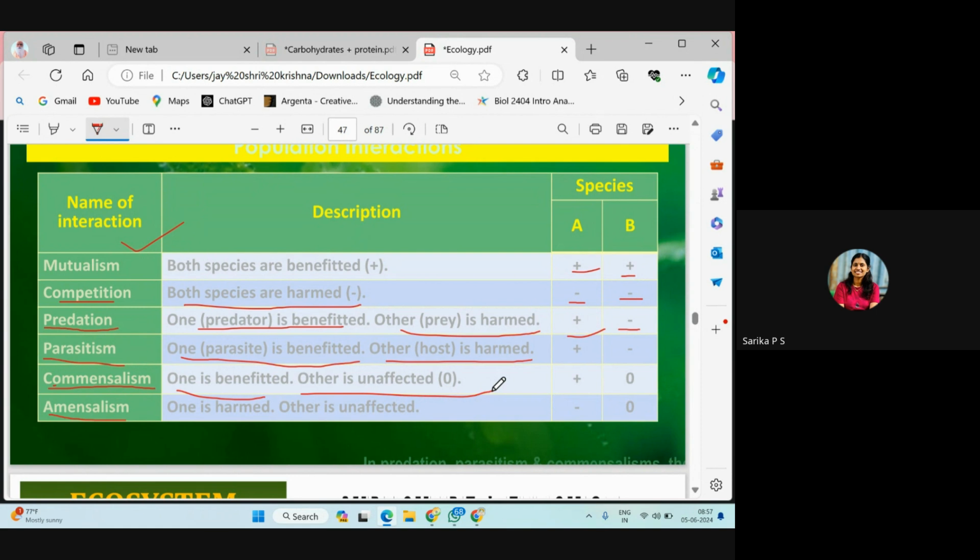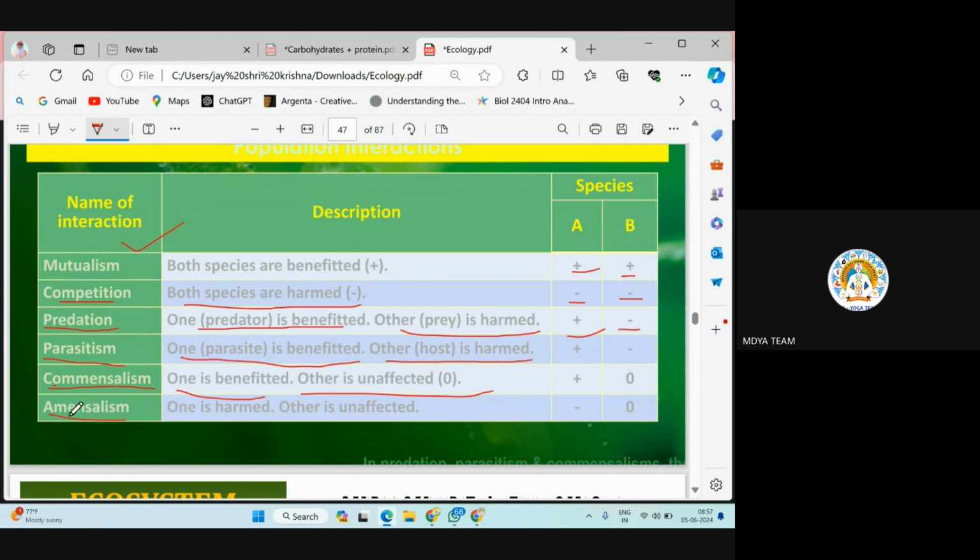Maybe the hyena, which is surviving on the leftovers of whatever food the lion has already eaten. Yeah, that's also commensalism. But if they are competing, then it will be competition.